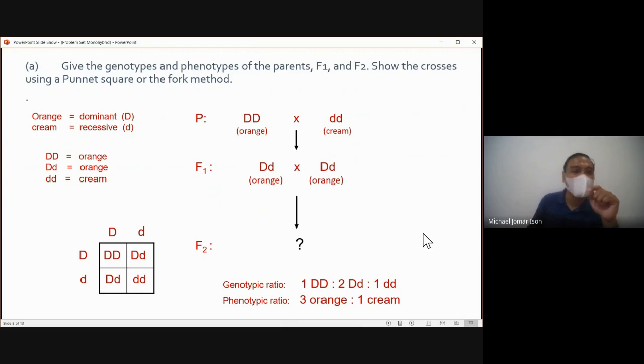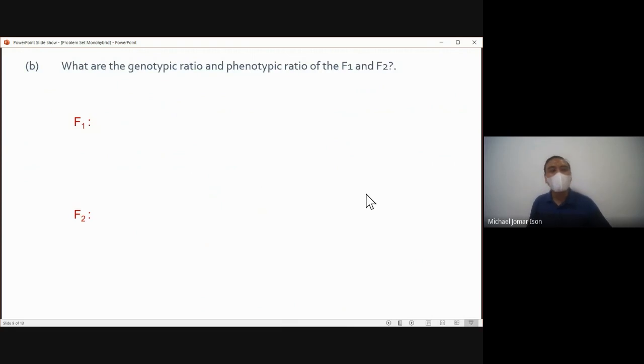And we'll be using that in letter B. So that is how we are done with getting the genotypes and the phenotypes of the parents, the F1 and the F2. Proceeding with letter B, what are the genotypic ratio and phenotypic ratio of the F1 and the F2? Since we have already done that a while ago, we'll just lay it all out.